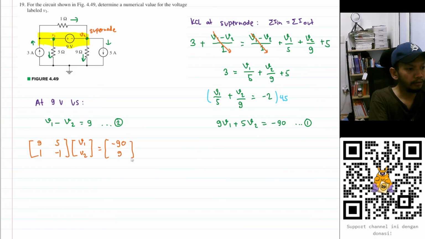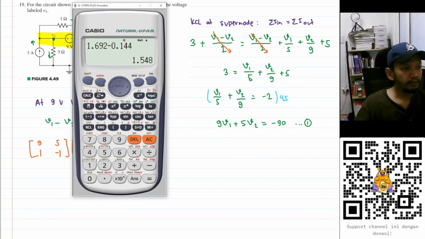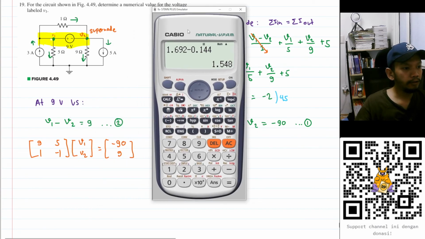Okay, that's all. Let's plug the equations into the calculator. We only need two variables, so number 1. I will just plug in 9, 5, and minus 90. And then this one will be 1, minus 1, and then 9.